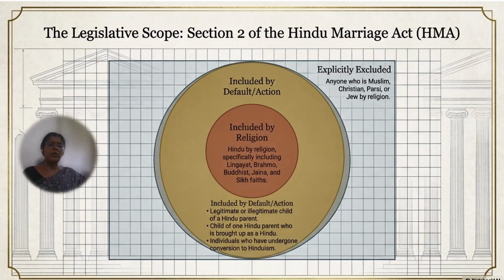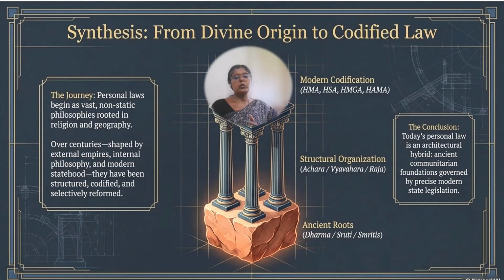Now, legislatively, when we are talking about who constitutes a Hindu, Section 2 of the Hindu Marriage Act gives a very interesting definition. It says that Hindus include Lingayats, the Brahmo Samaj people, the Buddhists, the Jainas, and the Sikh tenet following people. Then it also says that by way of action or by way of default, certain classes of people come into the fold of Hinduism, such as legitimate, illegitimate children of a Hindu parent, wherein one parent is Hindu and he has raised the child as a Hindu. Individuals who are also undergoing conversion into Hinduism are accepted. Who are specifically excluded? Muslims, Christians, Parsis, and Jewish. These are the population who stand excluded from the term who constitutes a Hindu.